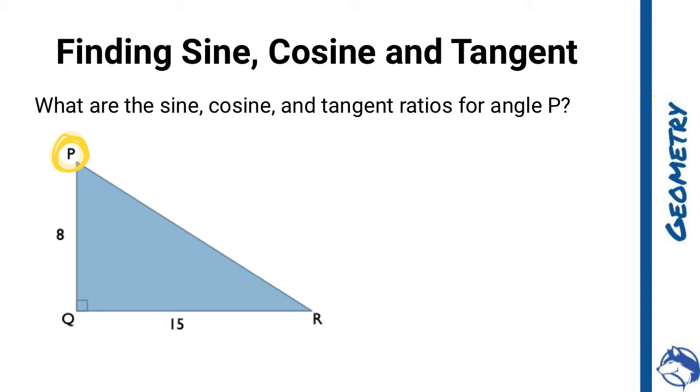So the one that doesn't touch P at all is going to be our opposite. And then we always know what our hypotenuse is, because it's the longest side, the side that's opposite of that 90 degrees. And that leaves the only other one, which is the adjacent.